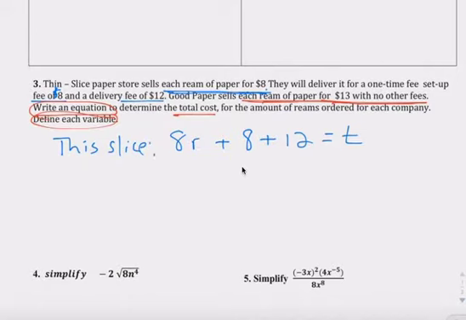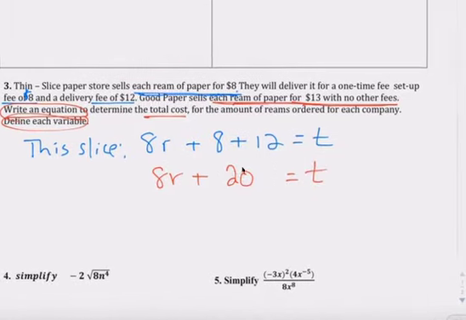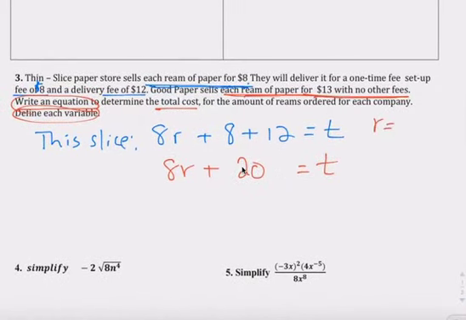Now on your test, I'm going to have it like this, and you're going to have to know to combine the like terms here, the constants. So it's basically $20 in fees altogether, plus $8 for each ream people order, and that equals the total cost. So you need to put R equals the number of reams of paper. A ream is a package of paper, okay? R is the number of reams, and T is the total cost.